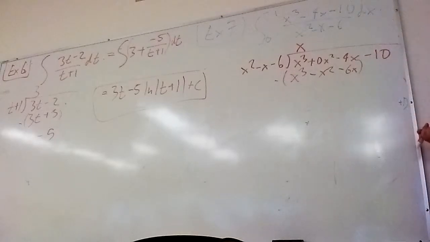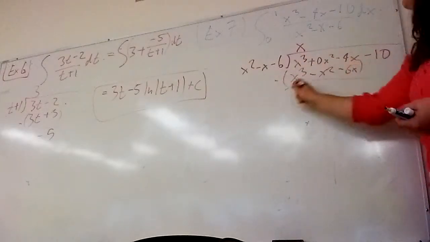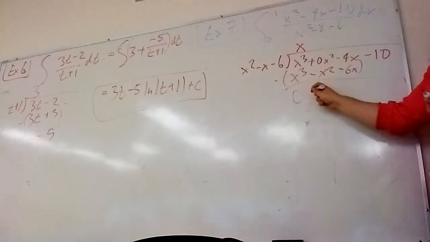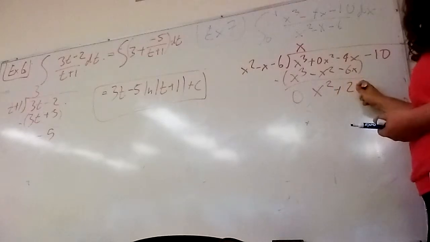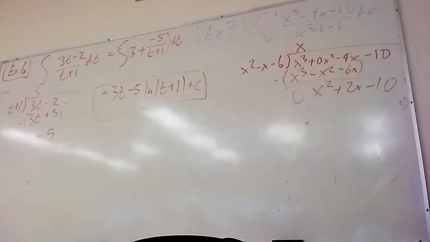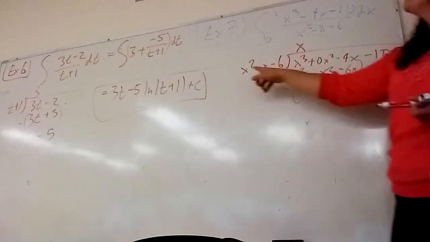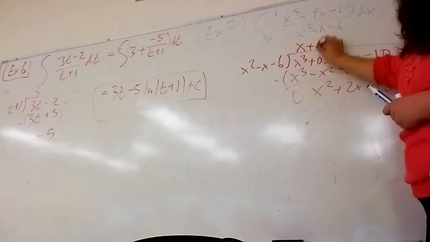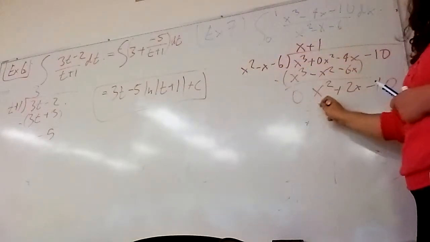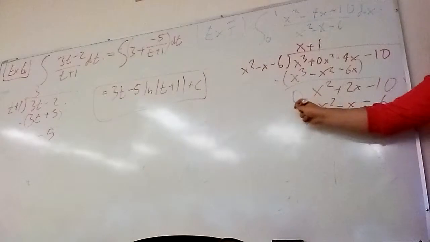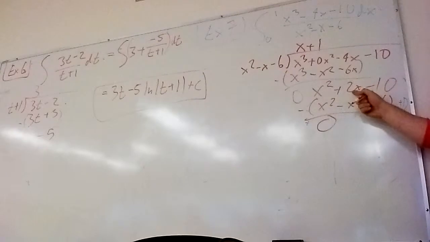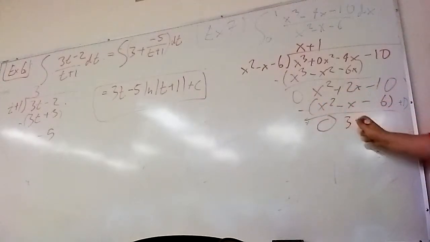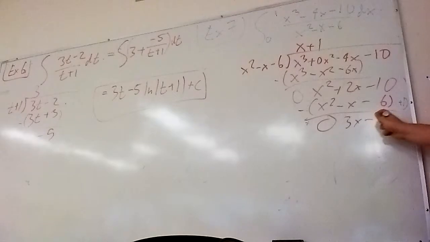We then subtract. X cubed minus x cubed gives you 0. 0 minus negative x squared gives you x squared. Negative 4x minus negative 6x gives you 2x. Bring down the next term. Then we repeat the procedure. X squared divided by x squared gives you 1. 1 times this thing is just that thing. X squared minus x minus 6. We subtract again. X squared minus x squared is 0. 2x minus negative x is 3x. Negative 10 minus negative 6 is minus 4.